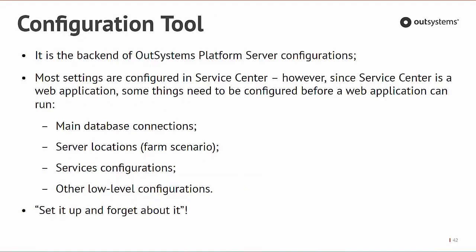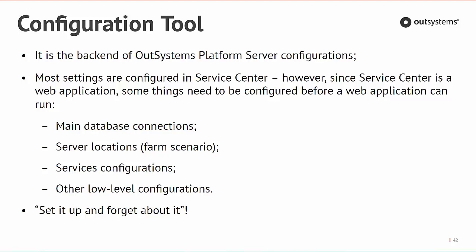We'll now go through the configuration tool, which is the back end of the OutSystems Platform Server configurations. Most settings are typically configured in Service Center. But since Service Center is a web application, some things need to be configured before you have an application running: things like the database connections, the server locations, the service configurations, and other low-level configurations. These need to be executed before you actually have any web application running. The idea of the configuration tool is that you just set it up once and forget about it.